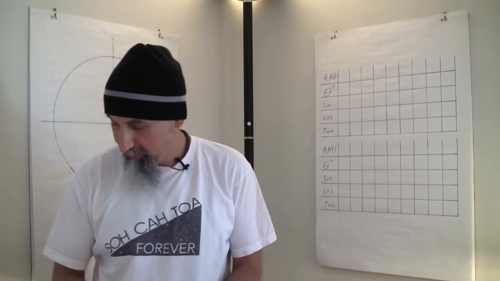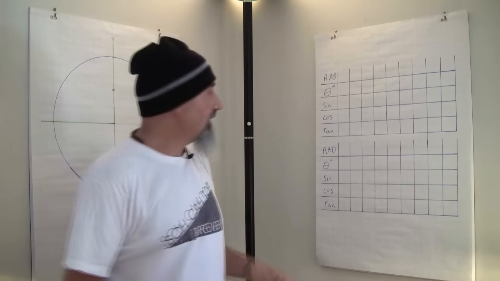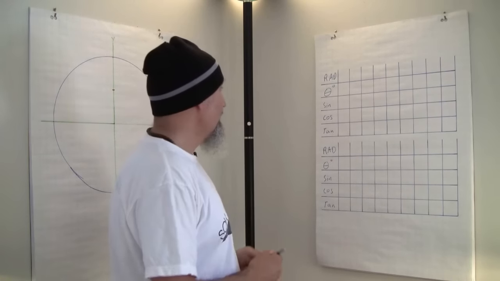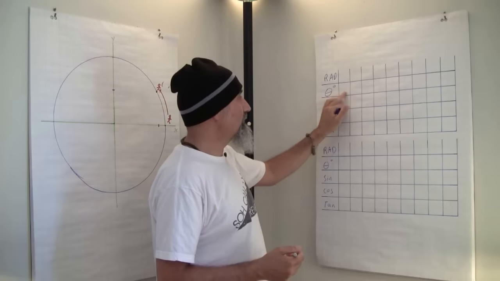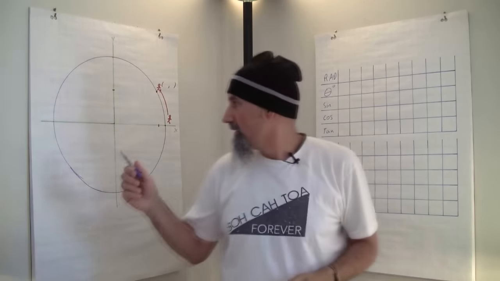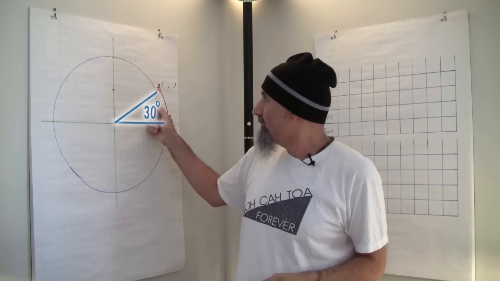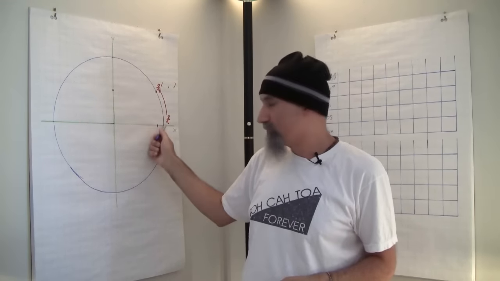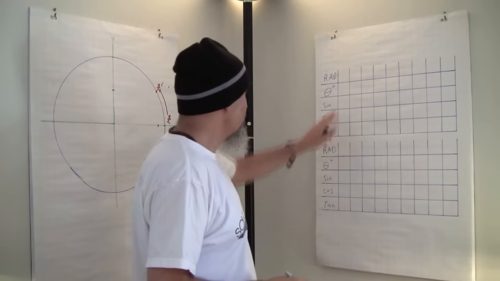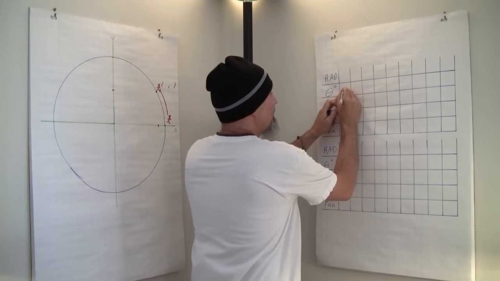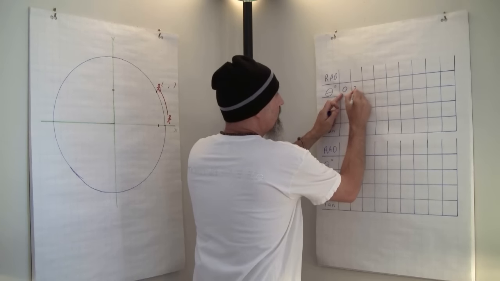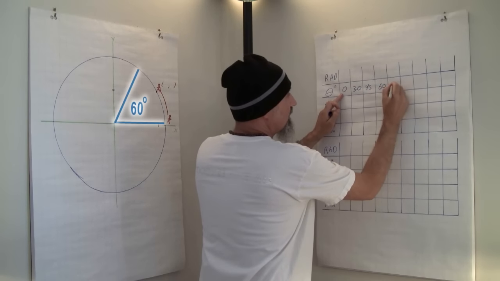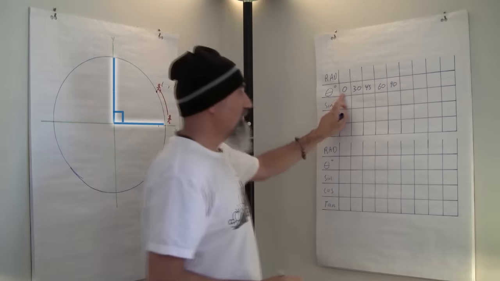So what we're going to do is lay down the degrees first, because that's the one we're really familiar with. As we talked about, the first degree we're going to look at is 0, and then we're going to go to 30 degrees, 45 degrees, 60 degrees, and 90 degrees. And that's the first quadrant. So theta in degrees is going to be 0, 30, 45, 60, and 90.